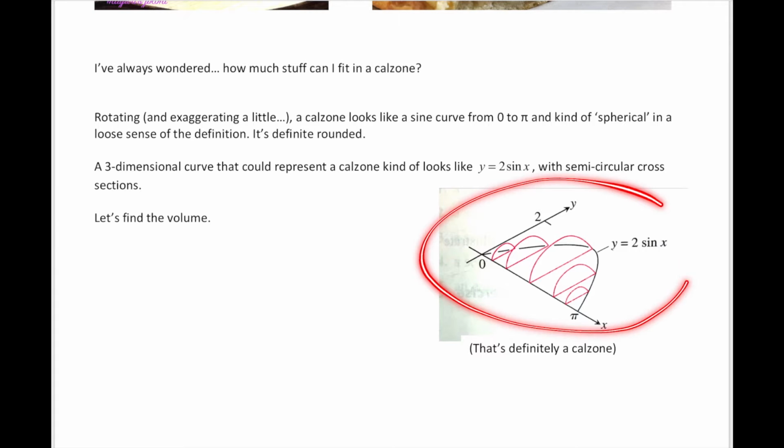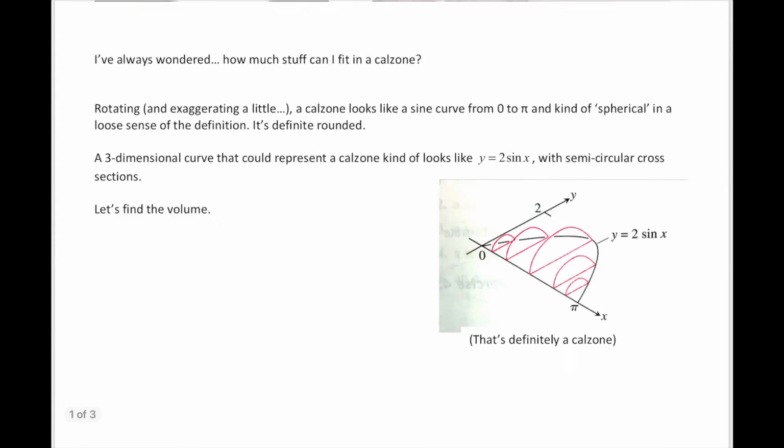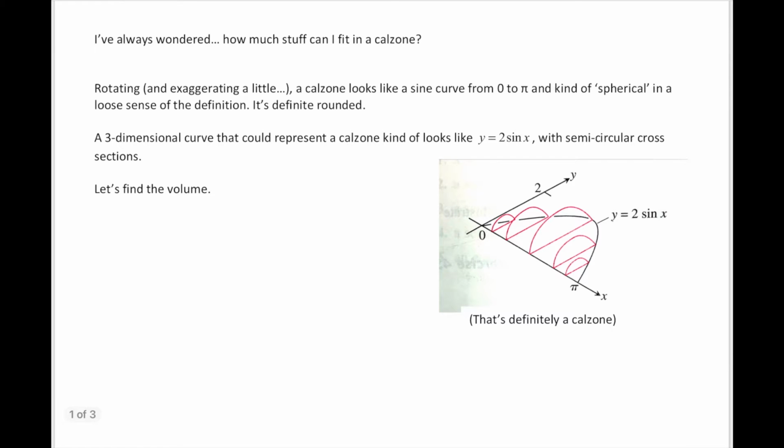I mean, look at it. Look at it down there. That's definitely a calzone. Yep. Everything works out. So how can we find the volume of that shape?